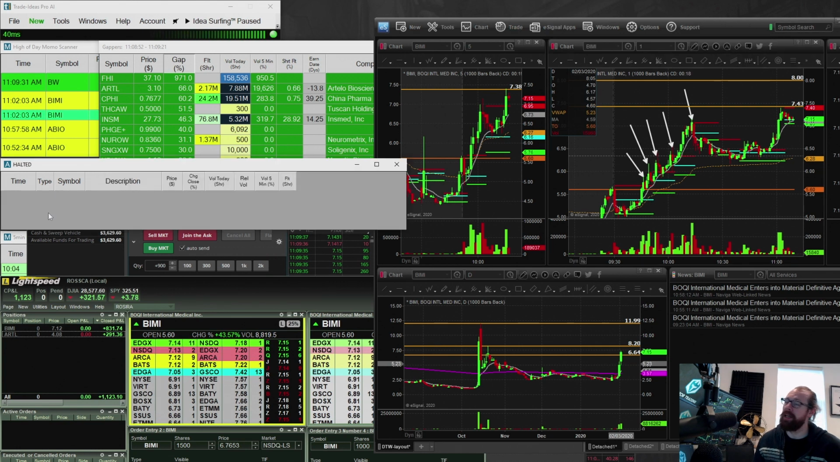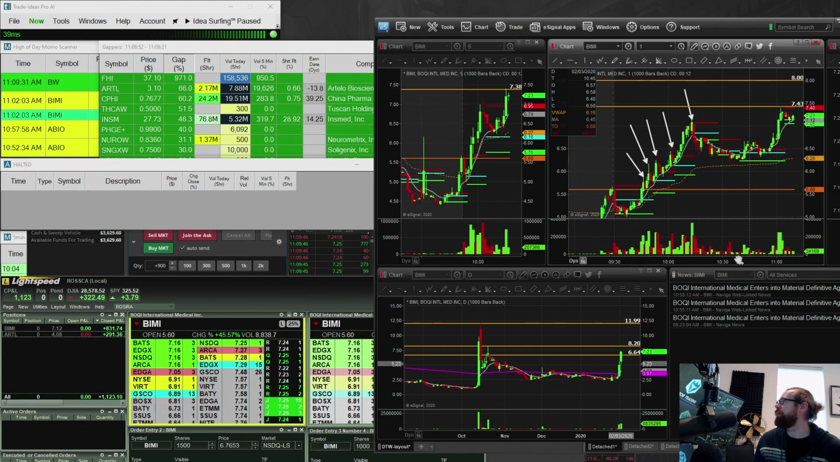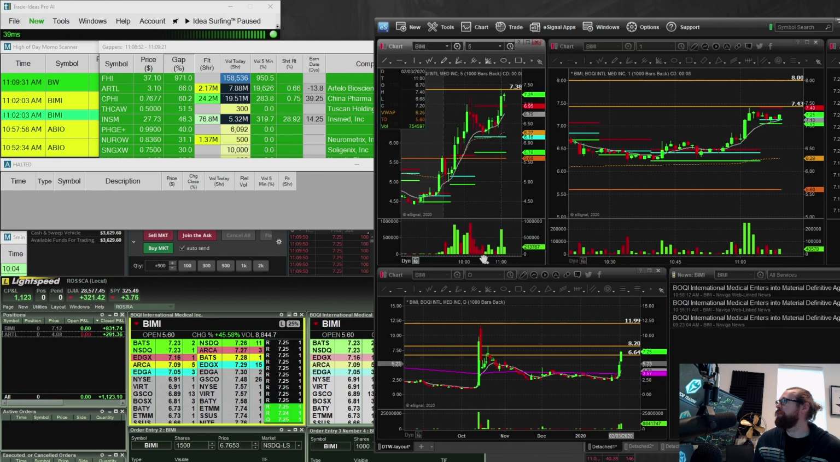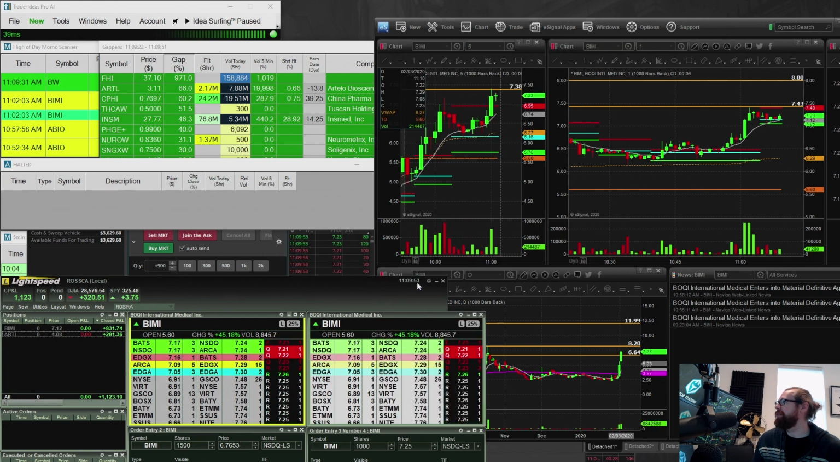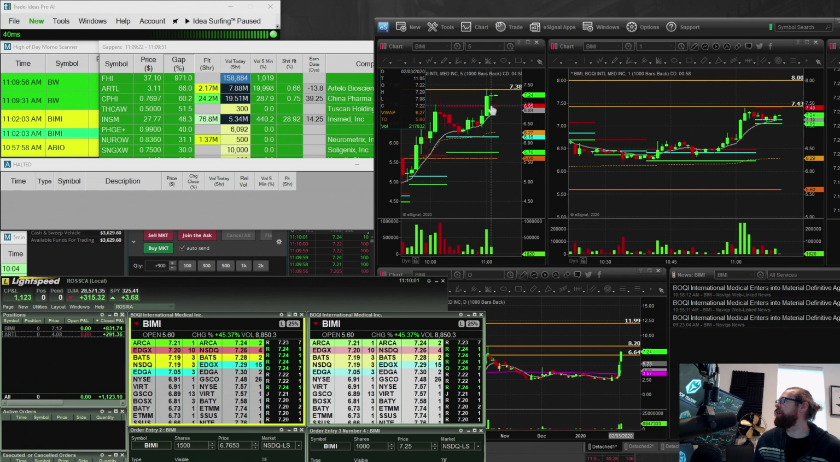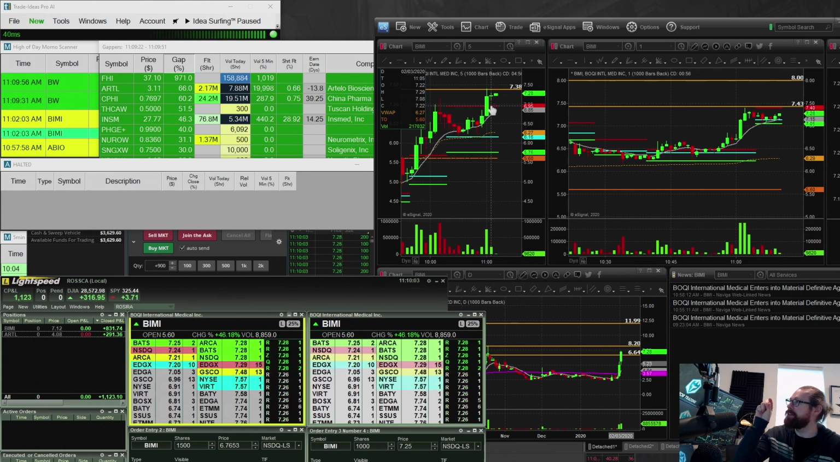How many halts today? Zero. No circuit breaker halts today. So that's also a little bit of an indicator of the volatility that we're seeing in the market right now. At this point, we've got five, four, three, two, one, zero. So that 5 minute candle closed, a tiny little baby candle up there.